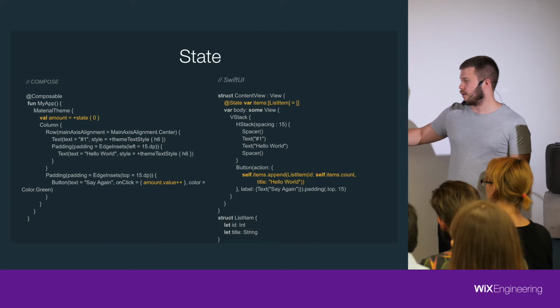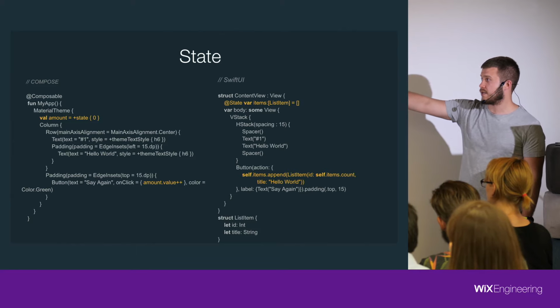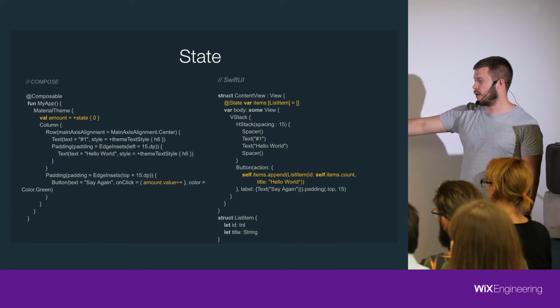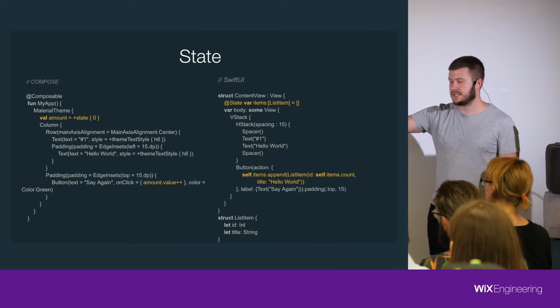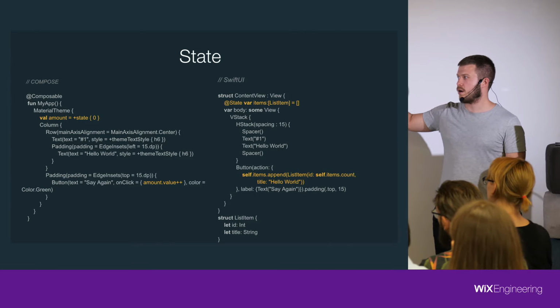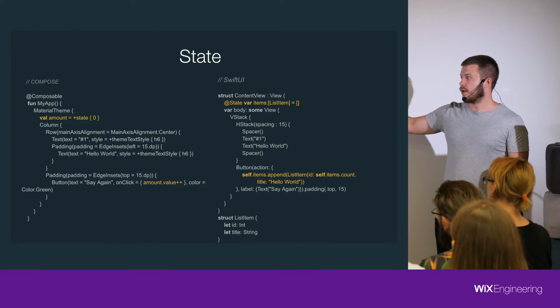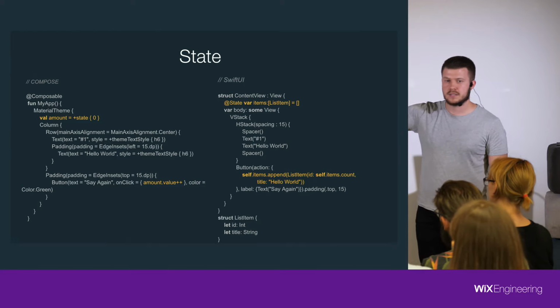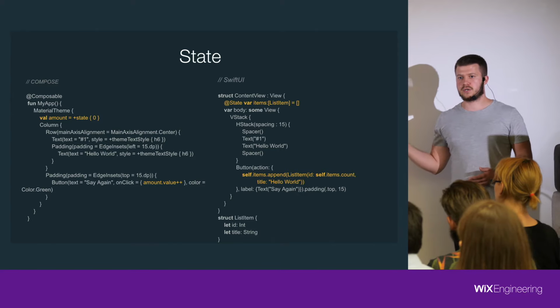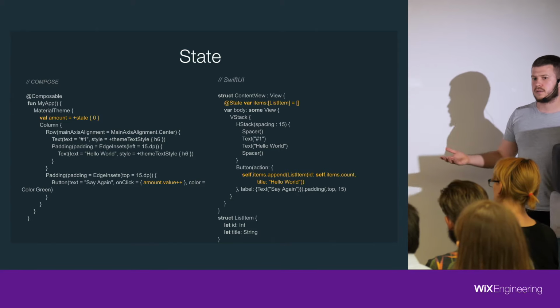And as you see, when we have a state for SwiftUI, we have items, so it's a list. So when we append some item, it's called rendering. So it's called rendering of our tree. It's also the same for Compose. So the principle is the same. When state changes, it calls rendering.